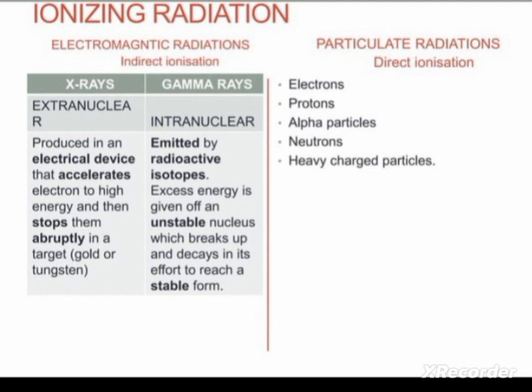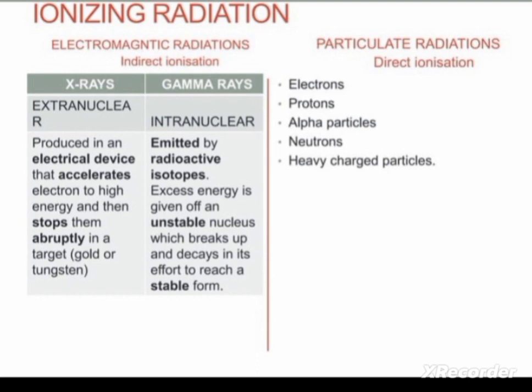Here they are emitted by radioactive isotopes. So here we are using radioisotopes, for example cobalt 60. Excess energy is given off by an unstable nucleus which breaks up and decays in its effort to reach a stable form. So when a radioisotope is present, it will always emit energy, and then it will become a stable form. It decays its energy and becomes stable. So that's why gamma rays are used for radiation.